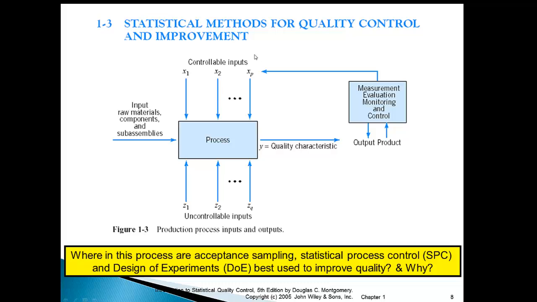So within this process, there are inputs we can control, so the type of raw material, the quantity of raw material, for example, and the uncontrollable inputs, and you can think of some of what that might be that you don't have complete control of. These result in the output, the quality characteristics after you complete the process on the raw material, and then we do the measurement and then go through the cycle here. So what I'd like you to do is, in this process that's shown here, where is acceptance sampling appropriate, where is statistical process control appropriate, and where is design of experiments appropriate to improve quality, and why. So we'll talk about that in class, and you can read more about that in the text as well.